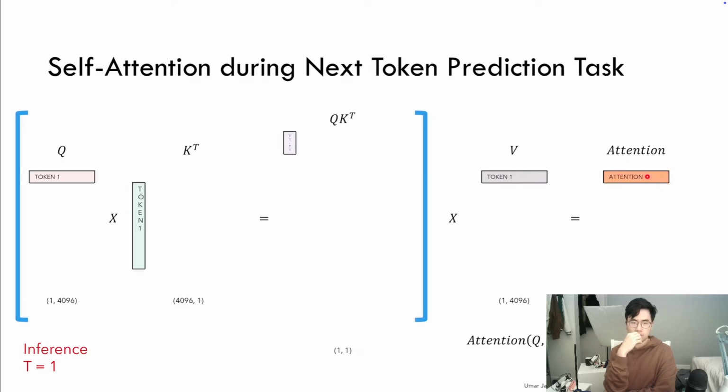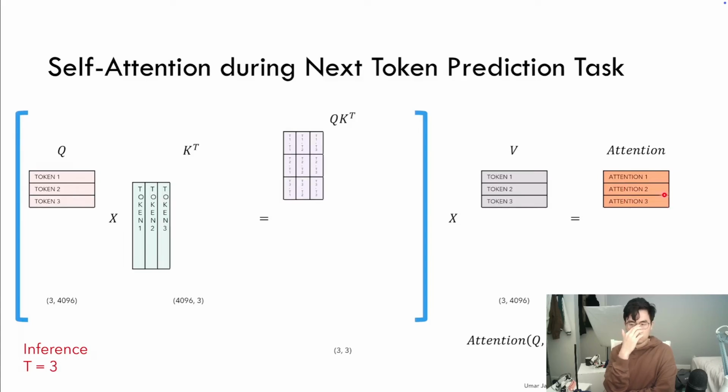Then we take the output token and we append it to the input at the next step. So now we have two tokens as input. They are multiplied by a transposed version of themselves, and it will produce a 2 by 2 matrix, which is then multiplied by the V matrix, and it will produce two output tokens. But we are only interested in the last token output by the model, so this one, attention 2, which is then appended to the input matrix at time step 3.